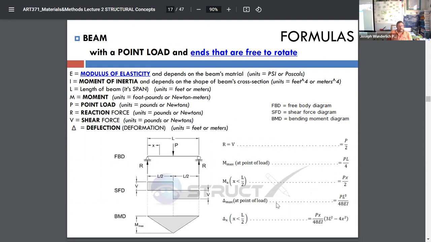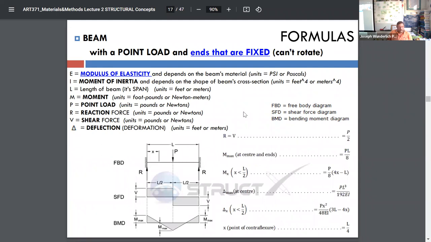And then beams, the point load and ends that are free to rotate. And so this is getting into a lot of the engineering that we're not going to get into details here, but if you go through a cross section of a typical material, there's a moment of inertia that defines how that cross section is going to behave. And then we've already mentioned moments, point of load, reaction force, shear force, and deflection. And then you have this modulus of elasticity, which depends on the beam's material, so how it's going to react. That's all part of structural engineering. Structural engineers will do this in exhaustive detail, right, because they need to be extremely precise. And it's one little math error, not even algebra error, you know, arithmetic error, people could be hurt.